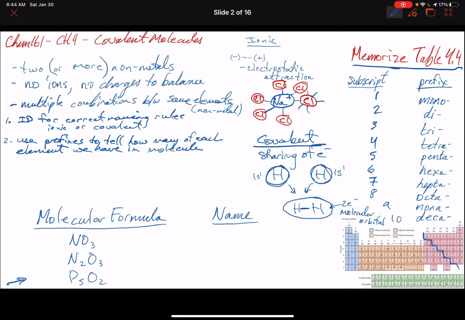Okay? So again, you need to be very comfortable and memorize these prefixes to reflect information that we need in our covalent compound name per the subscript in that formula. Okay, so spend some time on 4.4 as needed.